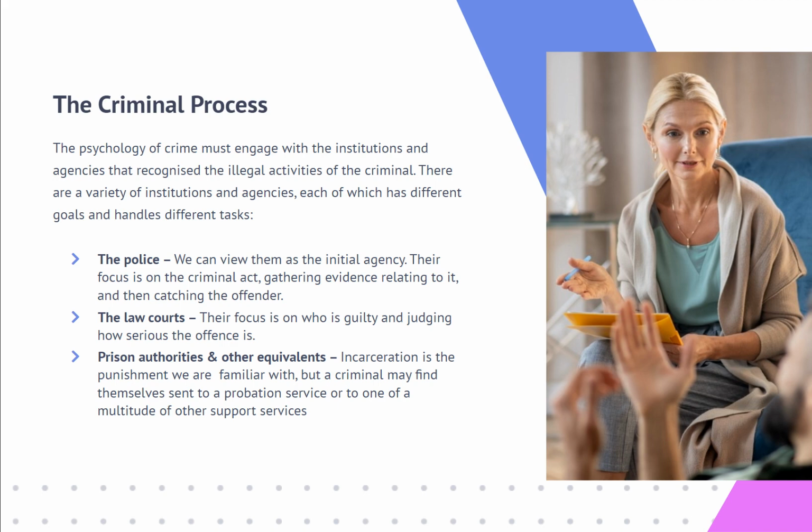There are a variety of institutions and agencies, each of which has different goals and handles different tasks. The police. We can view them as the initial agency. Their focus is on the criminal act, gathering evidence relating to it, and then catching the offender. The law courts. Their focus is on who is guilty and judging how serious the offense is. Prison authorities and other equivalents. Incarceration is the punishment we are familiar with, but a criminal may find themselves sent to a probation service or to one of a multitude of other support services.